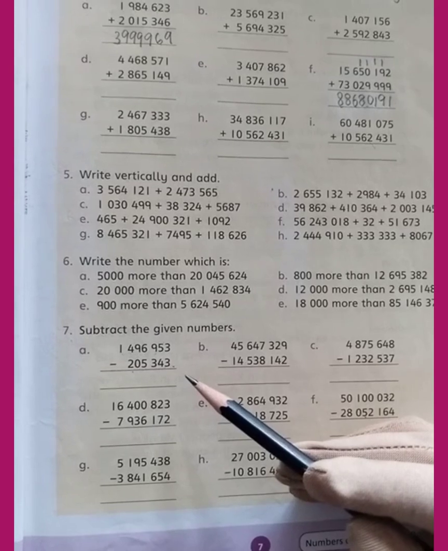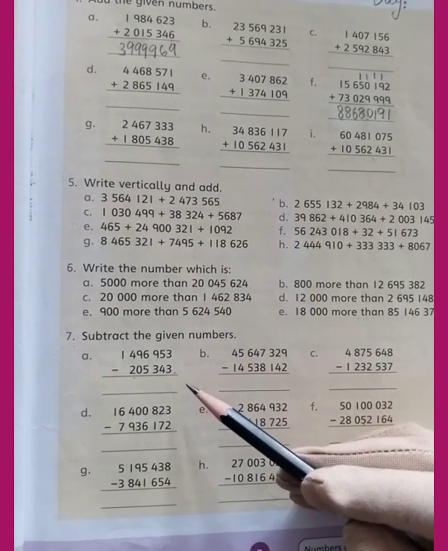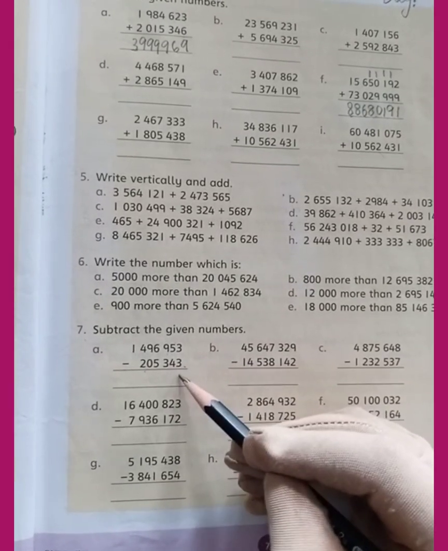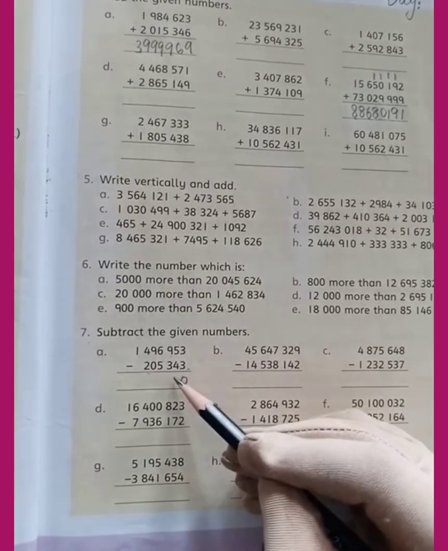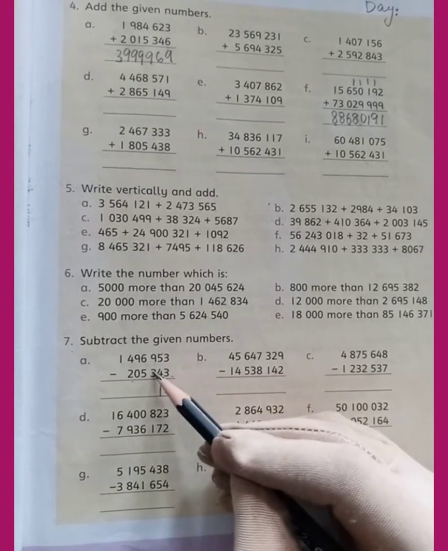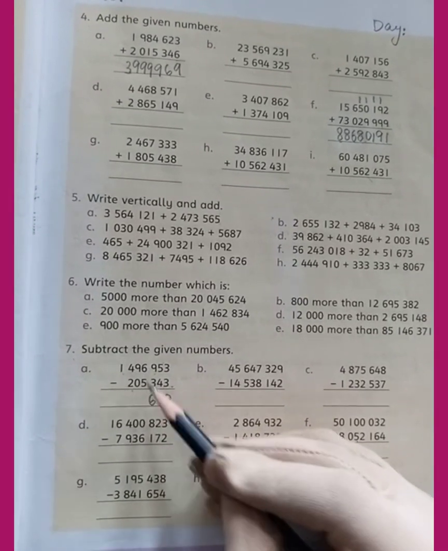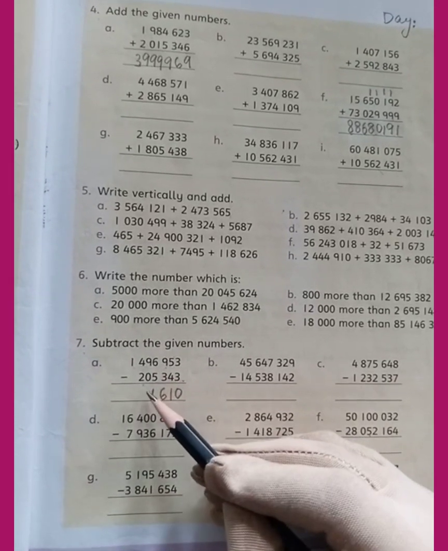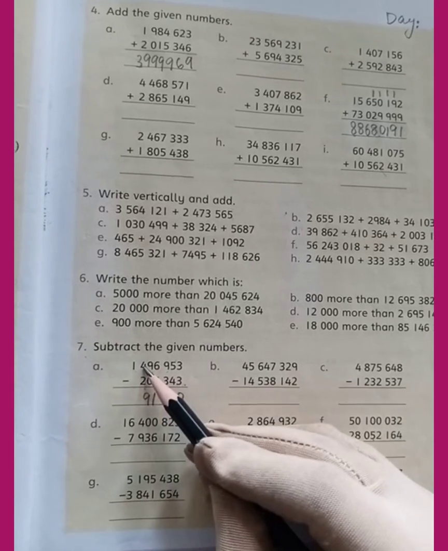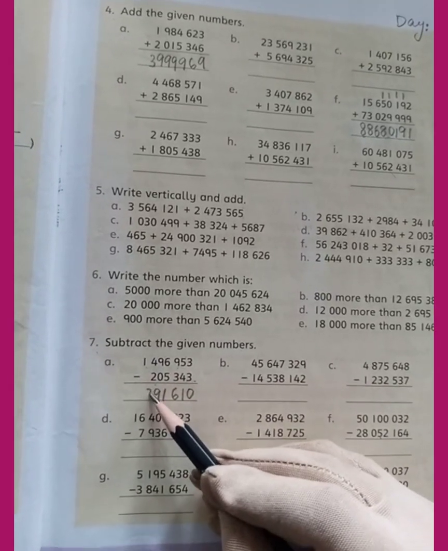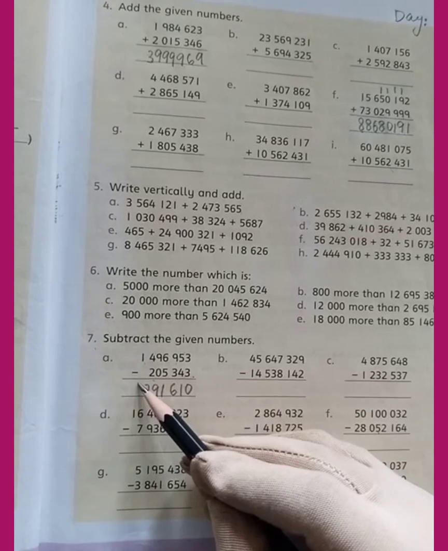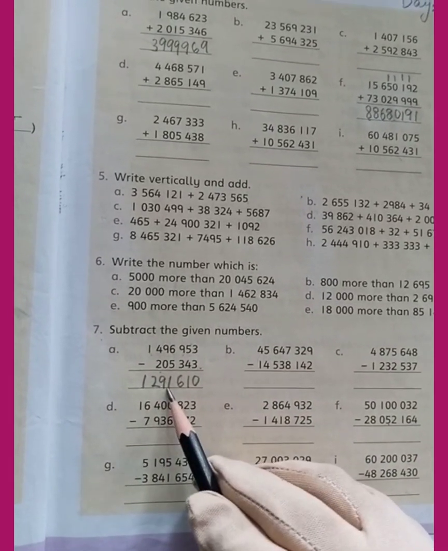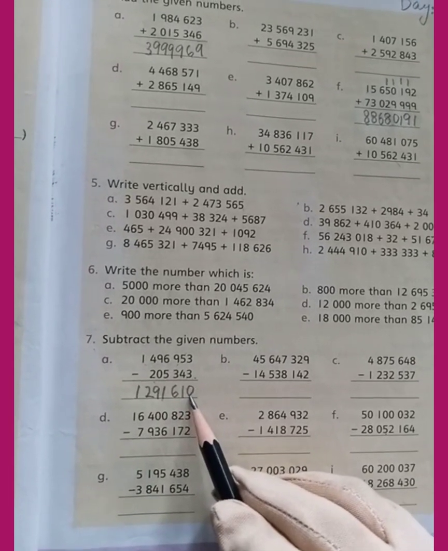We will start subtracting them from the ones place. 3 minus 3, 0. 5 minus 4, 1. 9 minus 3, 6. 6 minus 5, 1. 9 minus 0, 9. 4 minus 2, 2. 1 as it is. So the answer is 1,291,610.